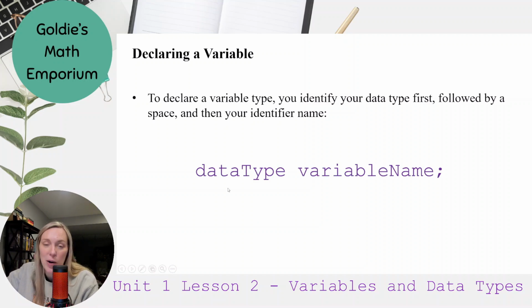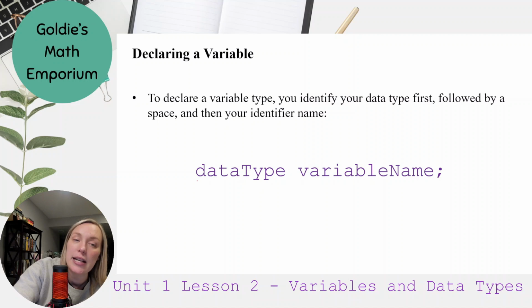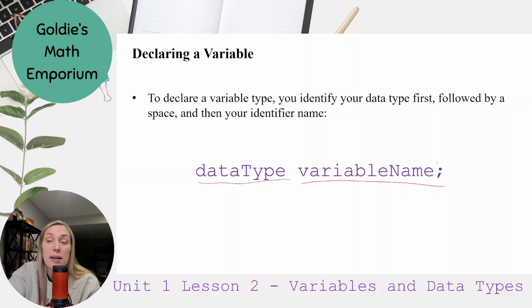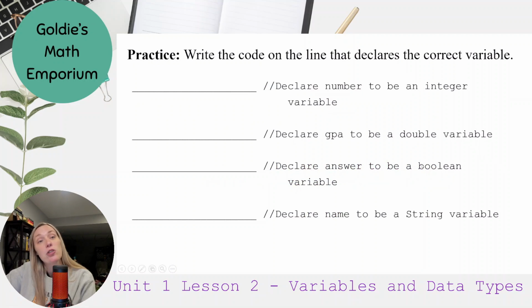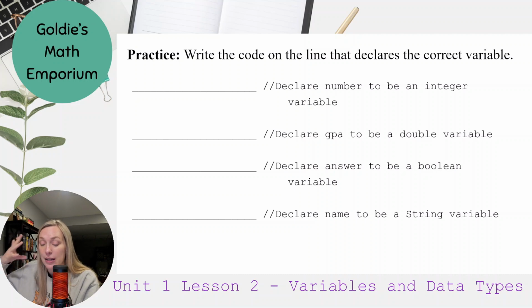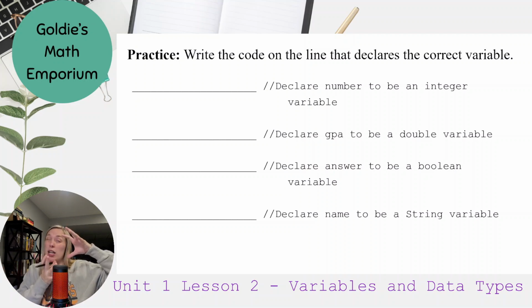So here's the syntax for it. Here's the skeleton. We start off with the data type, a space, and then we put the variable name. And because this is a statement, we end all statements with a semicolon. Here's an example. Practice writing the code on the line that declares the correct variable. This is declaring. This is creating the space in memory and giving it a name. We are not actually giving it any data yet. Declaring a variable just says, hey, I have this storage container, this is what I'm going to put in it, and this is what I'm going to call it. But it doesn't actually have any data in it yet.